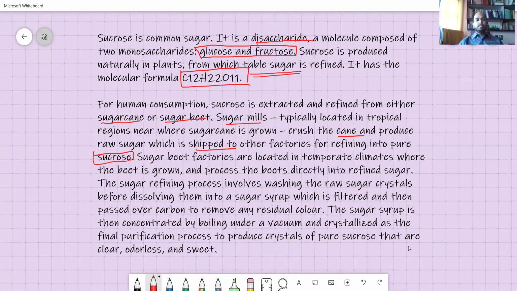Sugar beet factories are located in temperate climates where the beet is grown. So it is an industrial extraction method. Not many details are available, but the sugar syrup, which we often use in almost all the tonics and other medicines, is prepared from sucrose only. It's concentrated by boiling under a vacuum and crystallized in the final purification process to produce crystals of pure sucrose that are clear, odorless, and sweet.